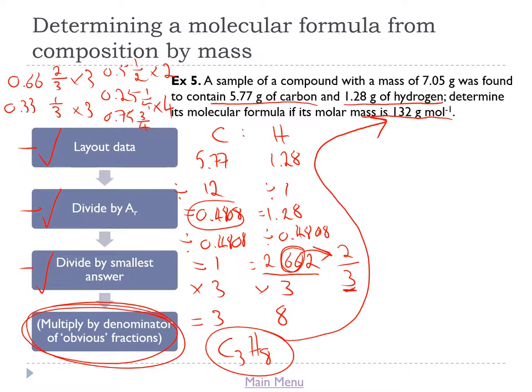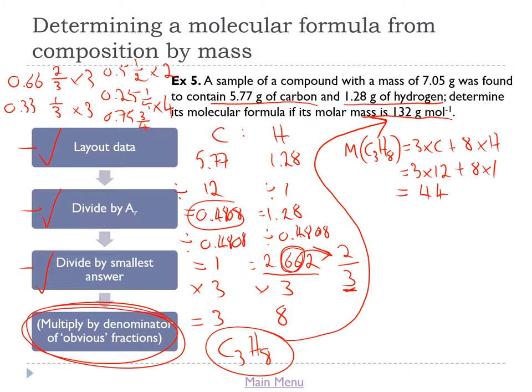So we're going to say the molar mass of C3H8 equals 3 times carbon plus 8 times hydrogen. Okay, so that is 3 times 12 plus 8 times 1. 3 times 12 is 36, plus 8 is 44.